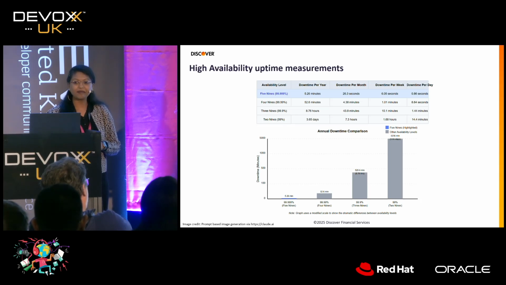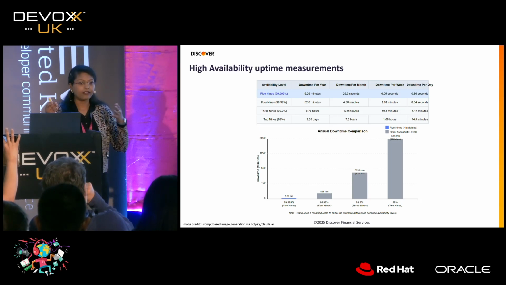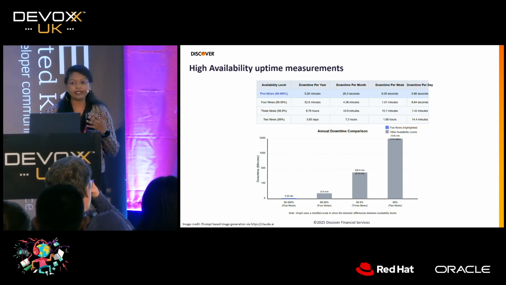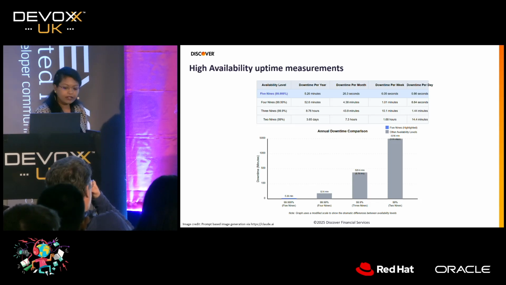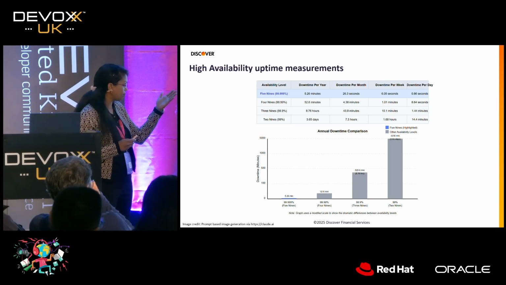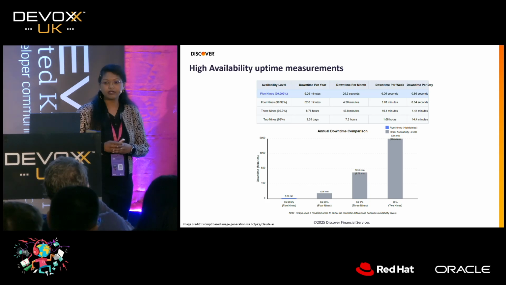This is a standard we see for very business critical systems, something like banking, financial, trading, or healthcare, where we cannot tolerate any downtimes. Similarly, for 4 nines, it's 52.6 minutes, and then 3 nines, it's 8.76 hours, and 2 nines is 3.65 days per year.